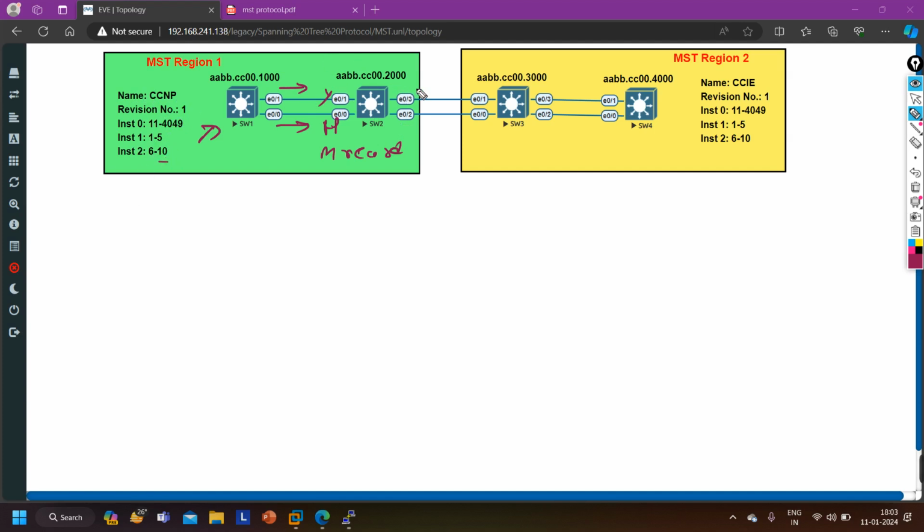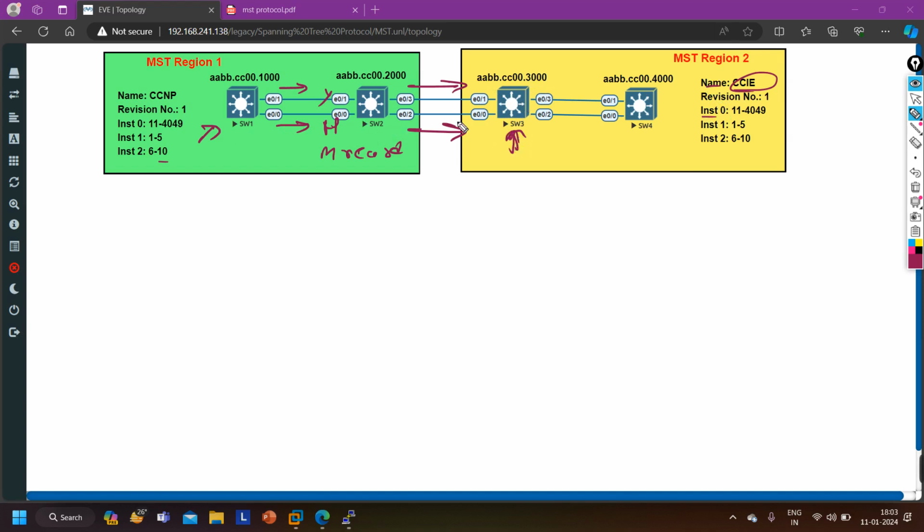After that, switch 2 is going to relay that BPDU to switch number 3. When switch 3 receives the BPDU from switch number 2, which information will switch 3 check first? The M record information. Inside the M record it will check the digest value. The digest value will not match over here on switch number 3, because the digest value is a combination of name, revision number, and mapped VLANs. So here the name is different, so switch 3 will have a different digest value, and switch 1 and switch 2 will have a different digest value.